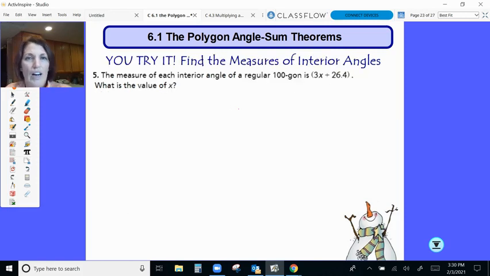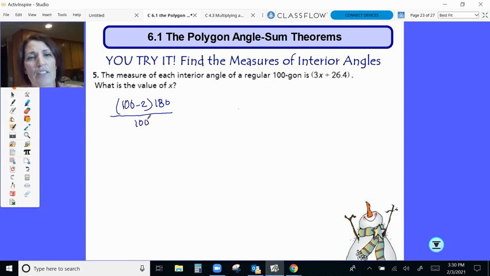Okay, so the measure of each interior angle. So now make sure you know the difference between interior and exterior. So now we're talking about our interior angle of a regular 100-gon is 3x plus 26.4. So this is each interior angle now. 3x plus 26.4. What's the value of x? So that's the one where we take our 100 minus 2 times 180, and we're dividing it by however many sides, right? By 100 sides, because we want each individual angle. And that's going to be equal to 3x plus 26.4.